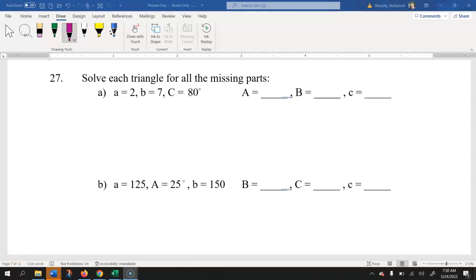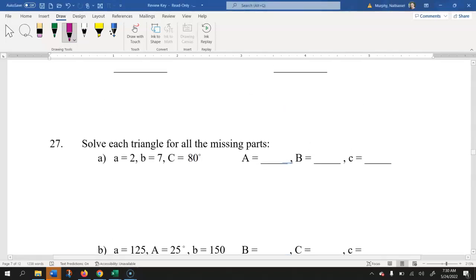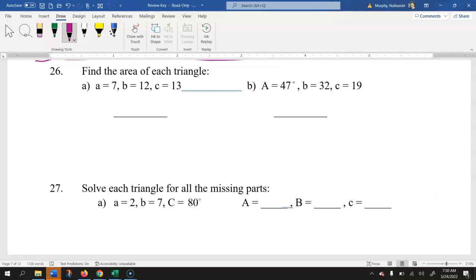All right, in this section, we're going to be looking at content from Chapter 5B. So let's start with number 20, actually 26 here. So we have to find the areas of these triangles. Now, if you forgot, there are a couple of formulas you're going to need to do this.